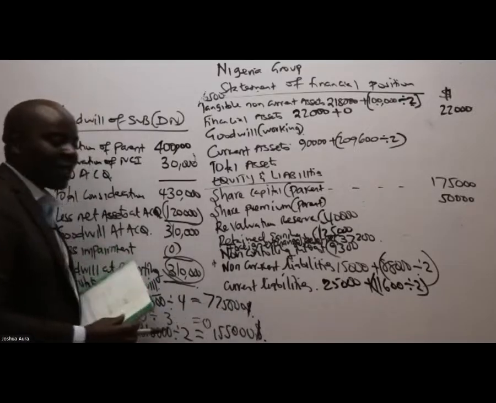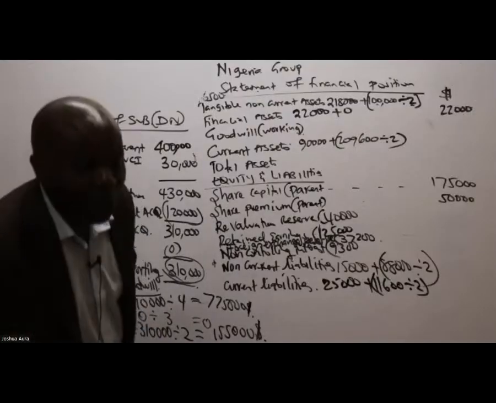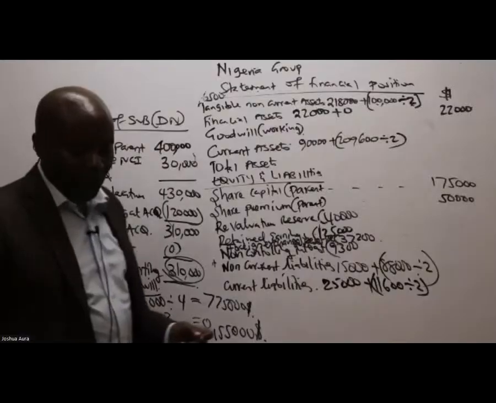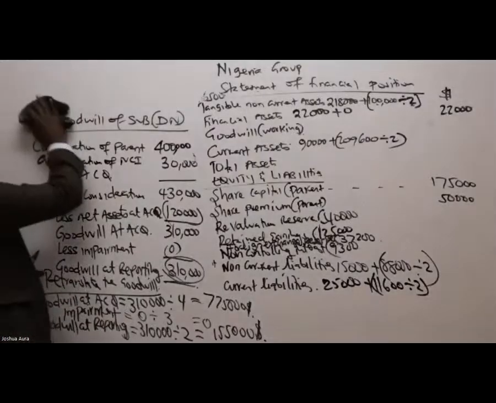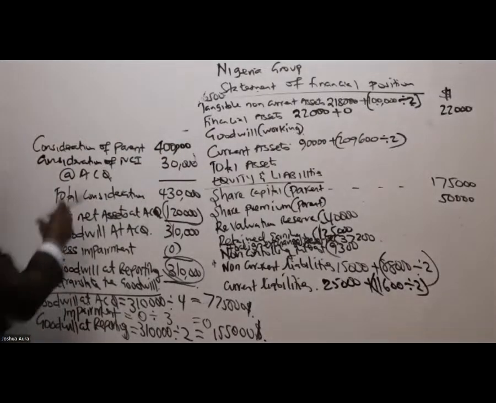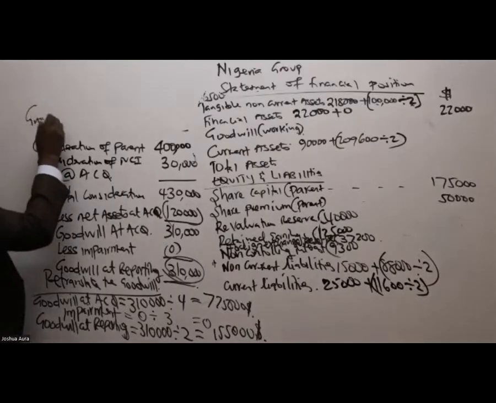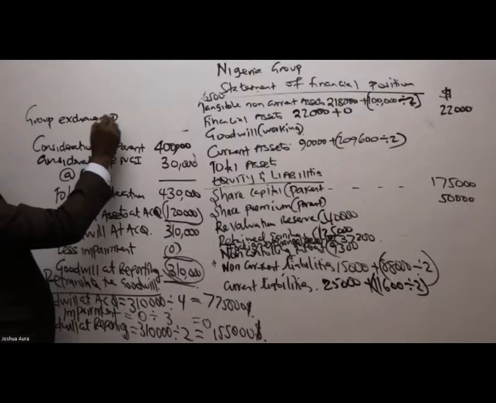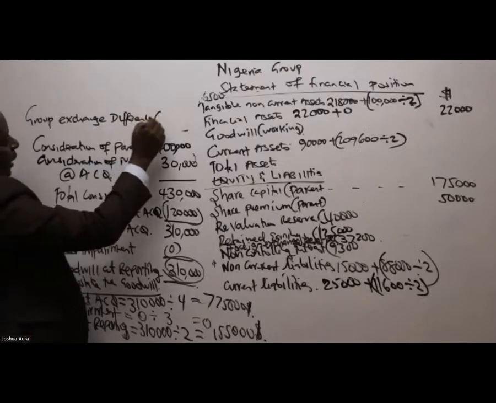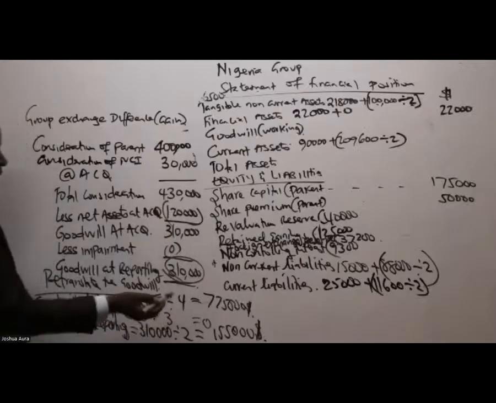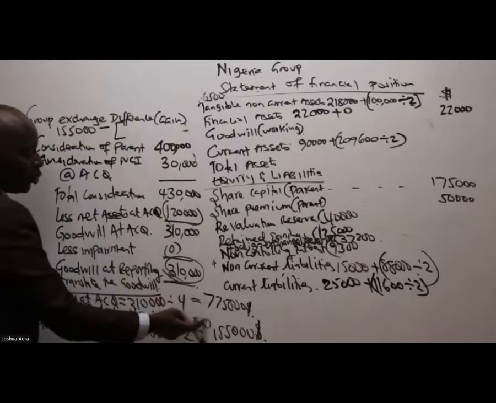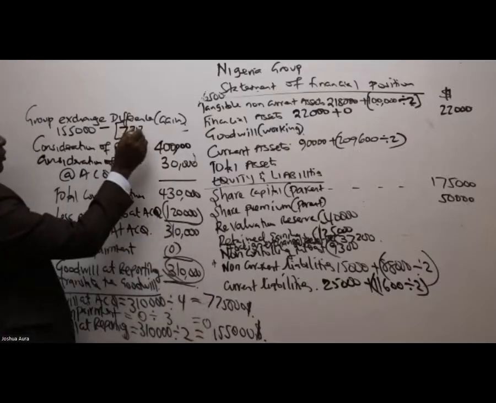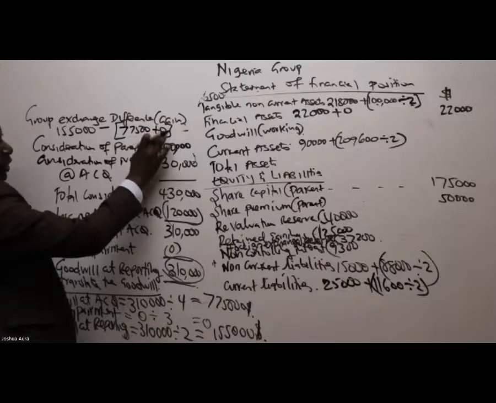So just like we did with net assets, now go ahead and give us the group exchange difference for goodwill. I will take in this case the closing amount, which is 155,000, minus these two added together, 77,500 plus 0. Just for your revision, include the 0 there.